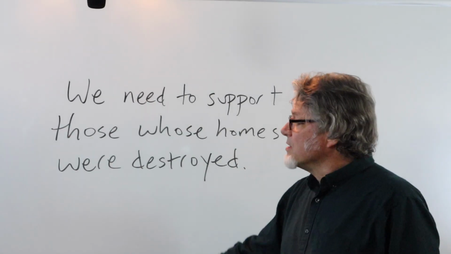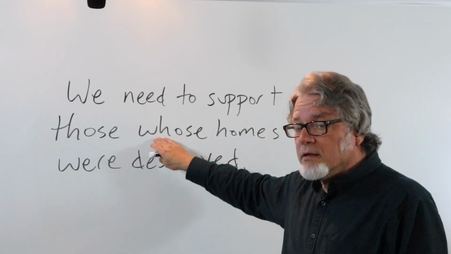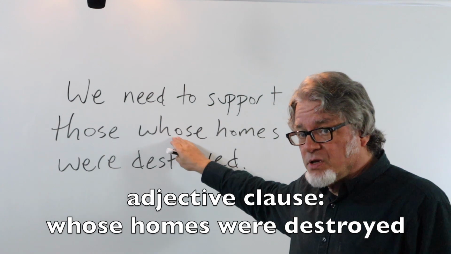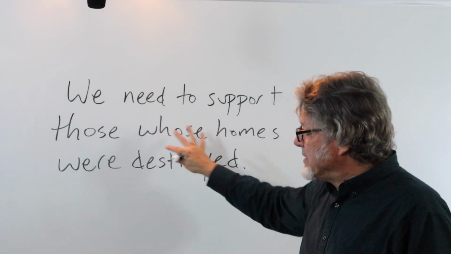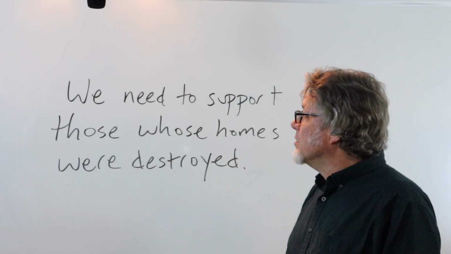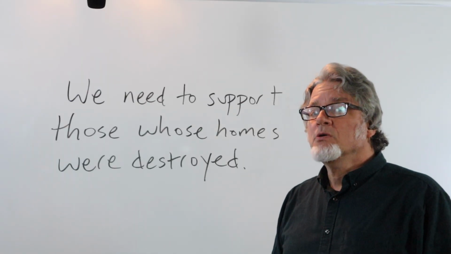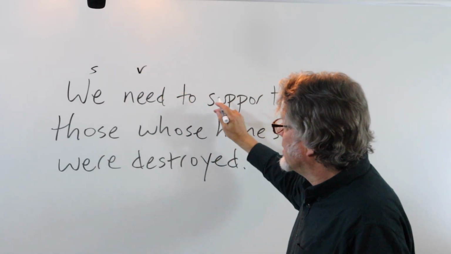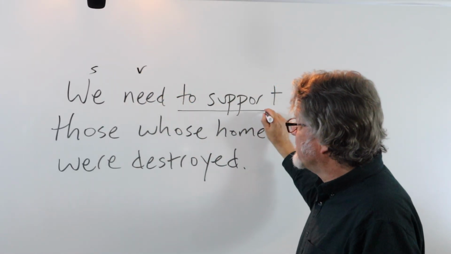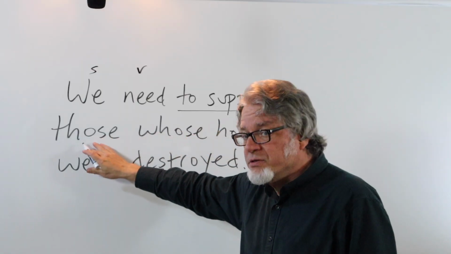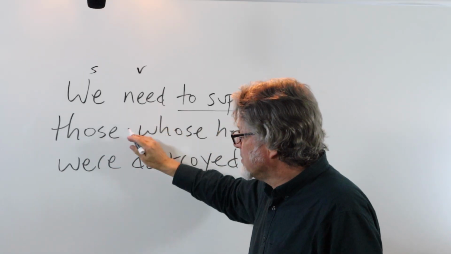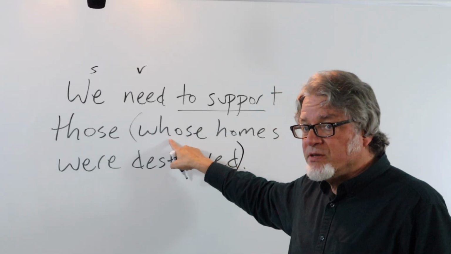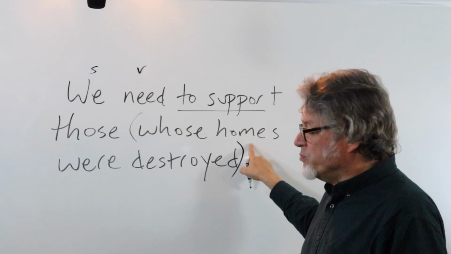In this sentence, those, and then here's an adjective clause that is possessive, using whose. This comes at the end of the sentence. We need to support those whose homes were destroyed. Subject, verb, and then here's an infinitive. Here's those, and then this is the adjective clause. This word is possessive. Whose homes.